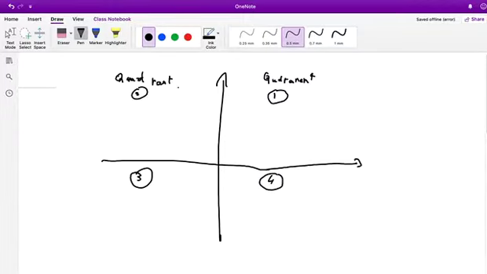Okay, why am I talking about this point? I want you to know that in quadrant number 1, all the values of x are positive and all the values of y are positive. Let's talk about quadrant number 2. The value of x is negative, and the value of y is the same as in quadrant number 1, positive.